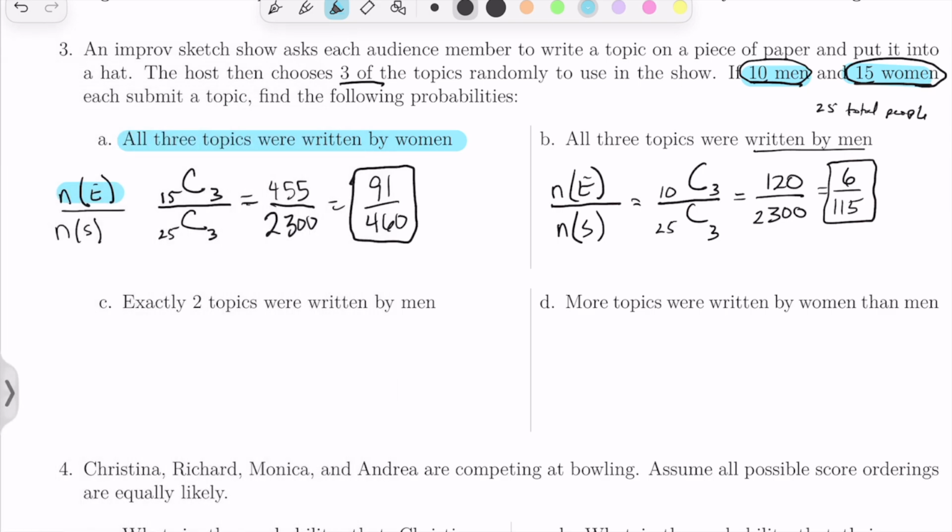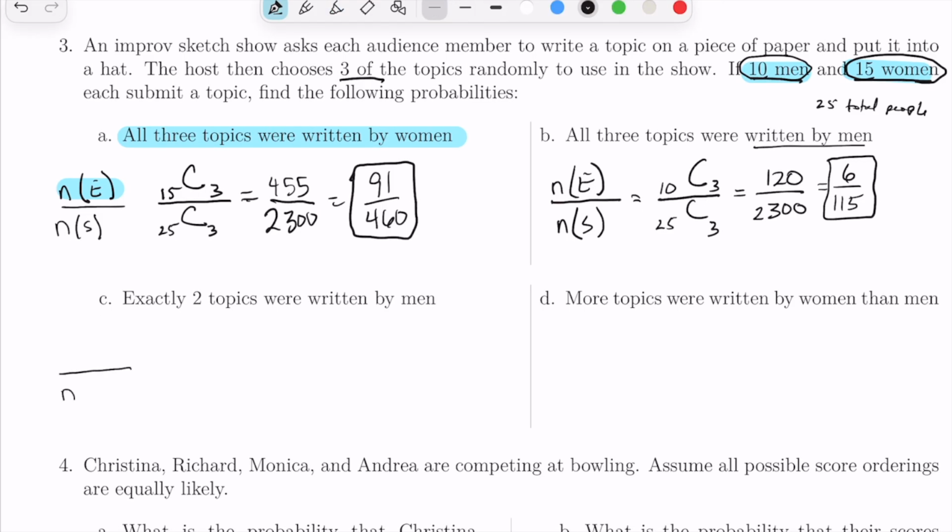What about exactly 2 topics were written by men? Well, the good news is that the bottom doesn't change. It's still going to be the total number where we have 25 people and we're choosing 3 of them. But our event this time is going to be a little bit different. So 2 topics written by men, but we're choosing 3, right? And so here's what we actually have to think about for a minute. If we want 2 topics chosen by men, then that means that exactly 1 topic is chosen by a woman, right?